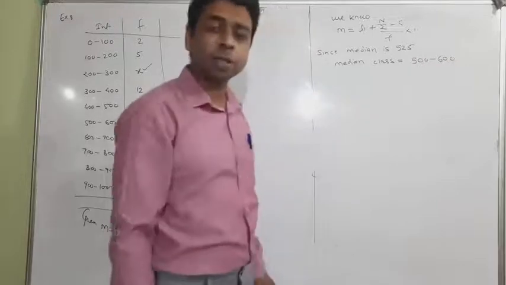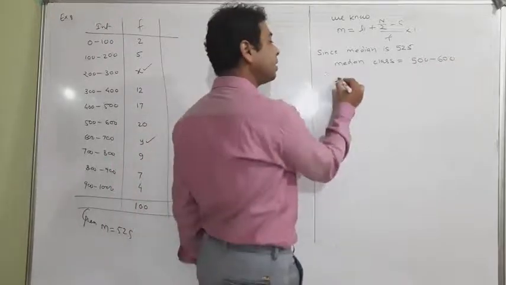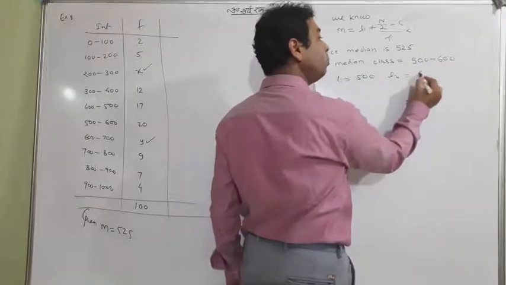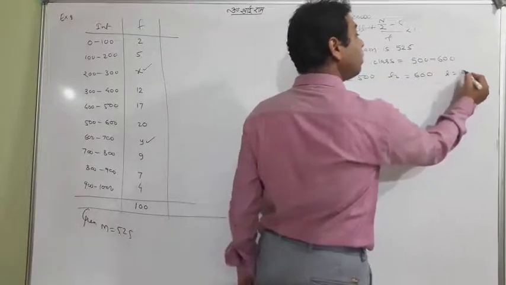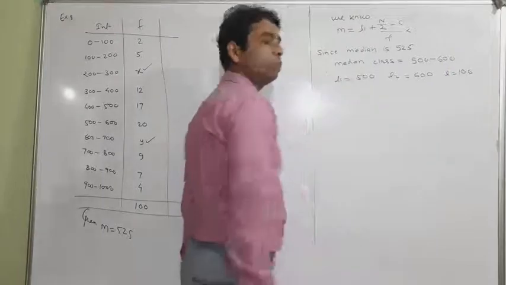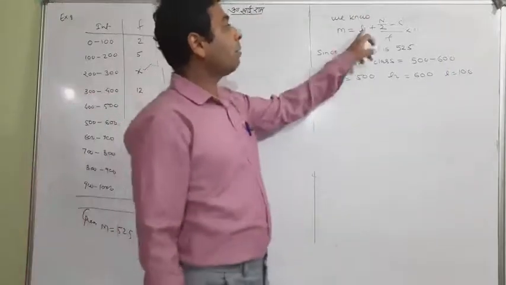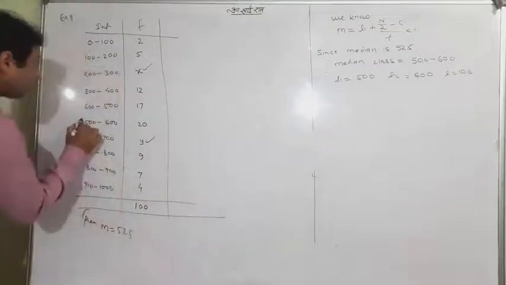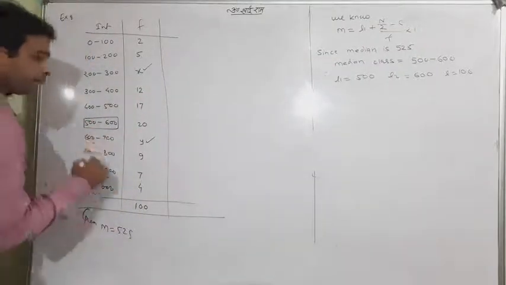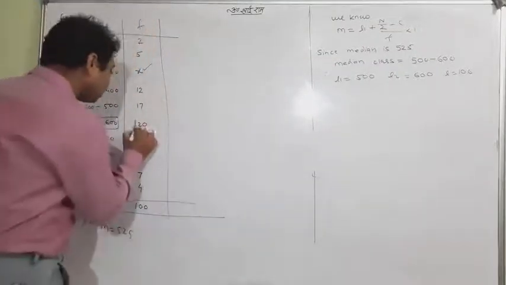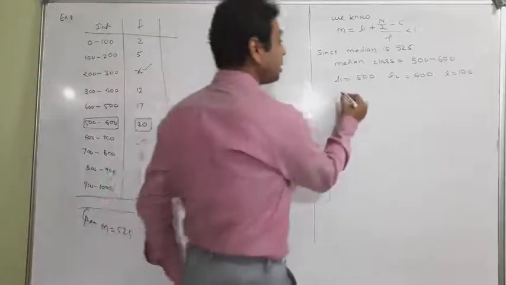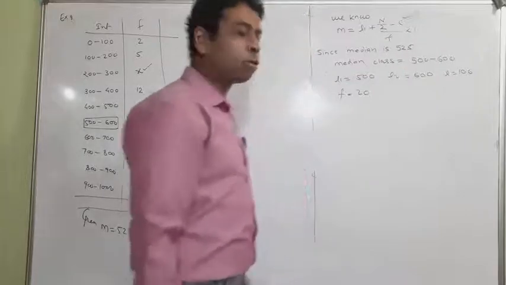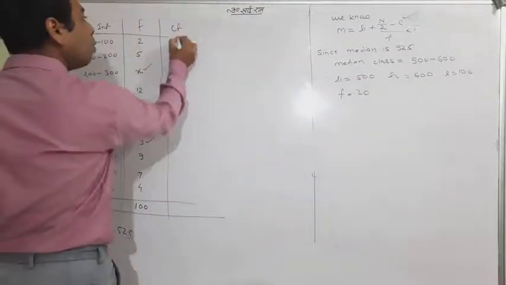interval 500 to 600. So I can say that this is L1, this is L2, and h is equal to 100, the gap between these two. L1 is 500. If this is the median class, this is f. This f is equal to 20. Now what about C? For that C, you will go with what?